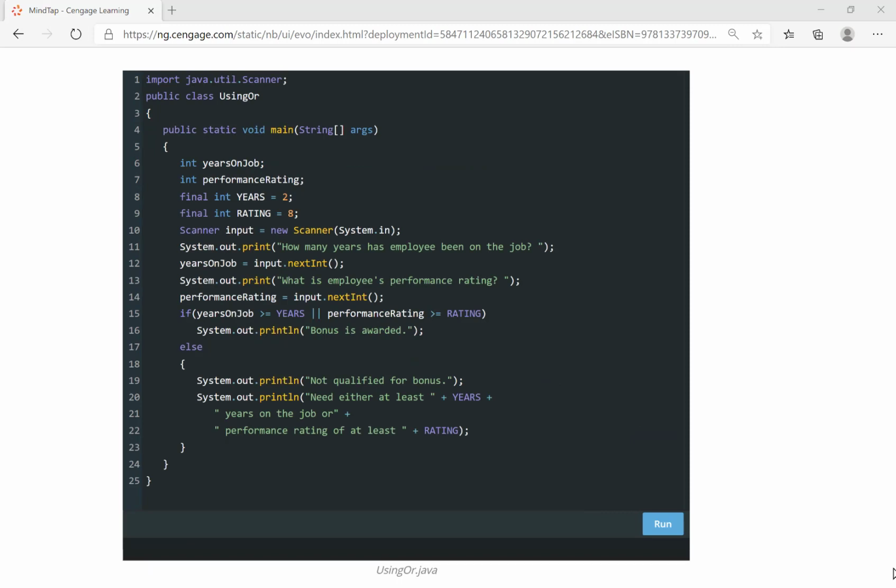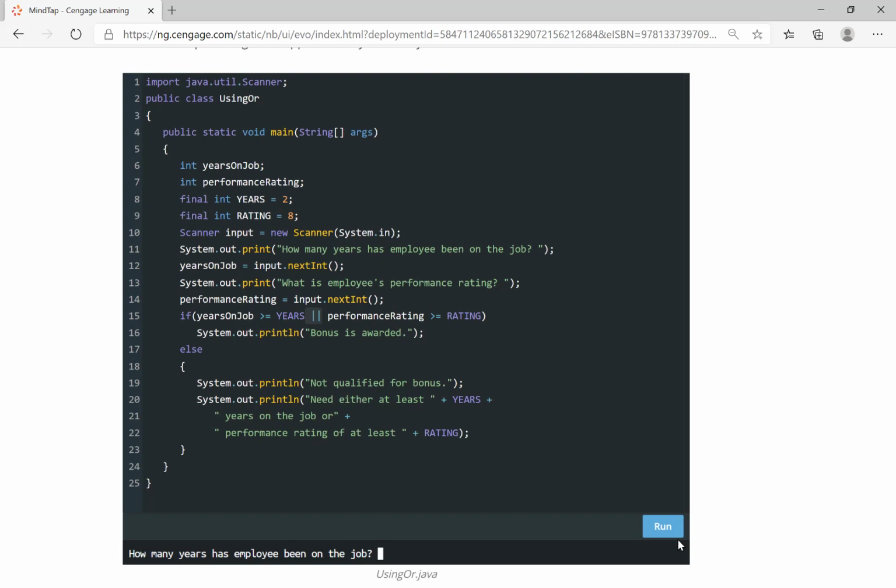Now, same program, but there is one itty bitty little change. I have changed line 15 from a double ampersand, which meant and, to 2 pipes, which mean or. Wonder if that'll change anything. Well, let's run it and see. Let me put in one of the statements. Remember, I was on the job 1 year, and before, if I was on the job 1 year, it wouldn't work. But I got a performance of a 10. Let's see. It says my bonus is awarded. How is that possible? Let's go look.